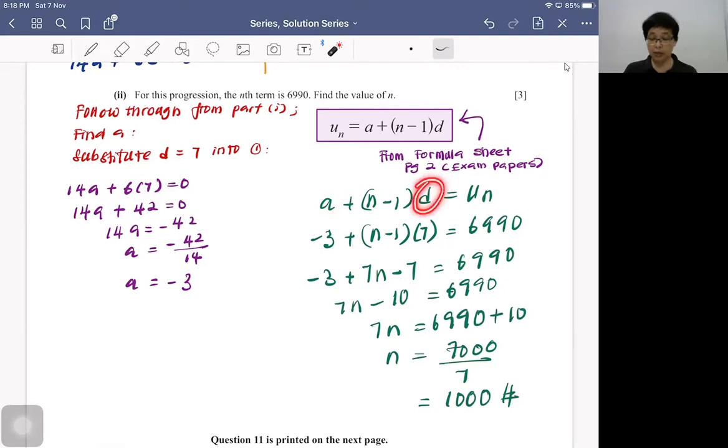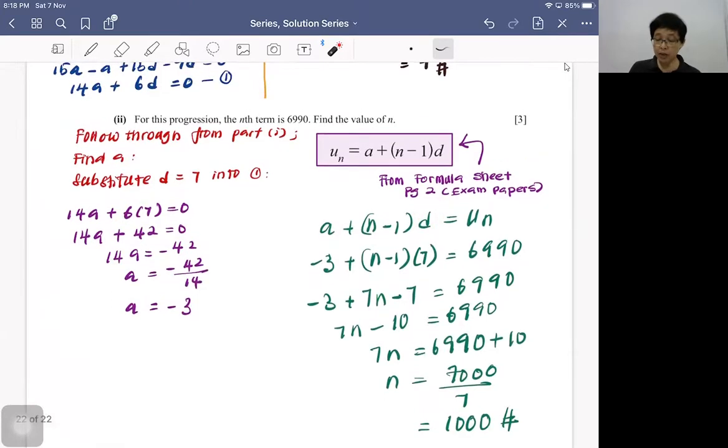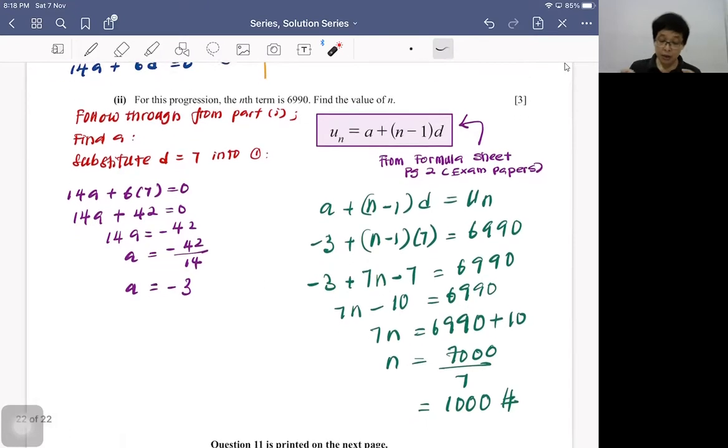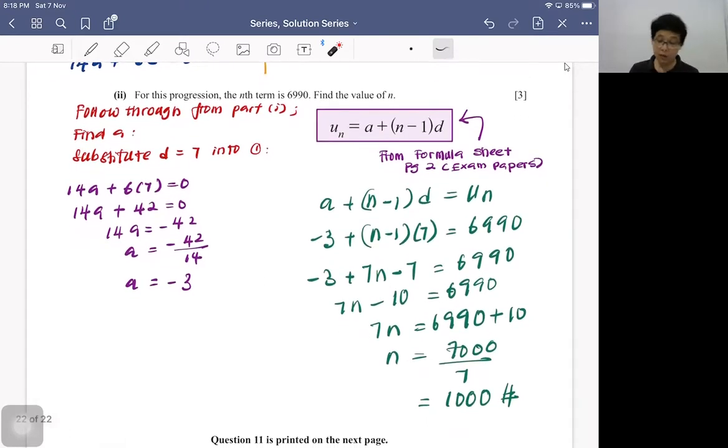You got the D, which is 7. And you got the n term, which is 6,990. That was given to you. Sub them into the formula that was so kindly printed at the formula sheet. Then, by doing that, you just take a few steps of simplifying, solving this linear equation for n.